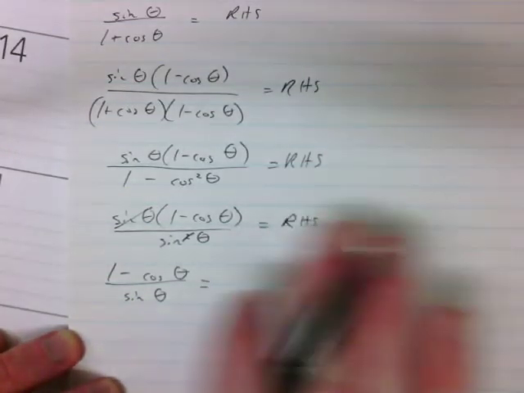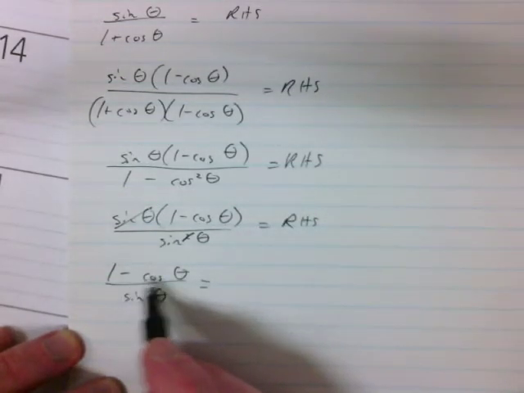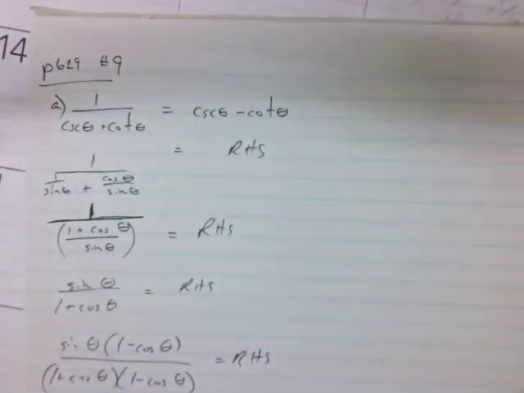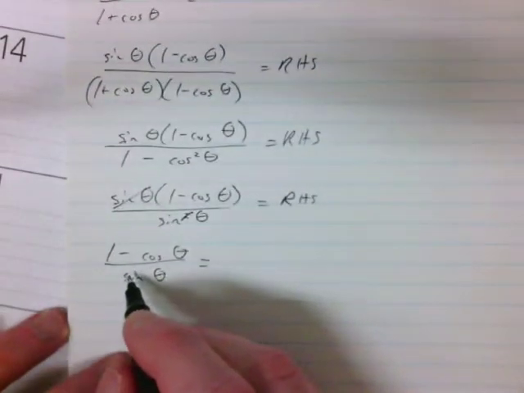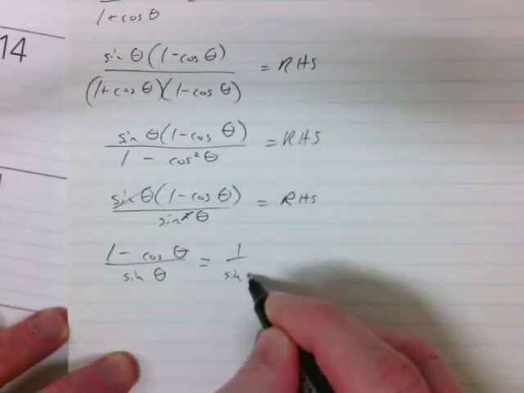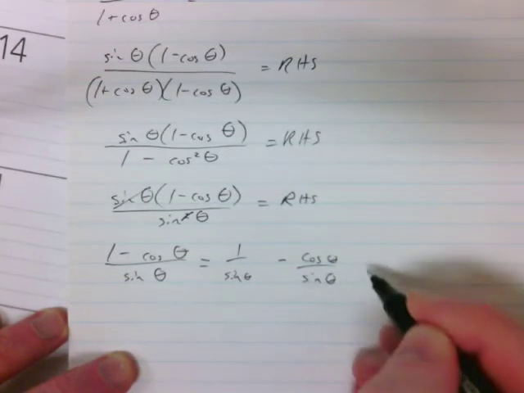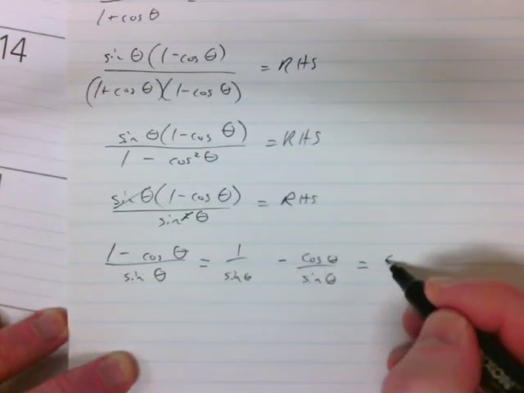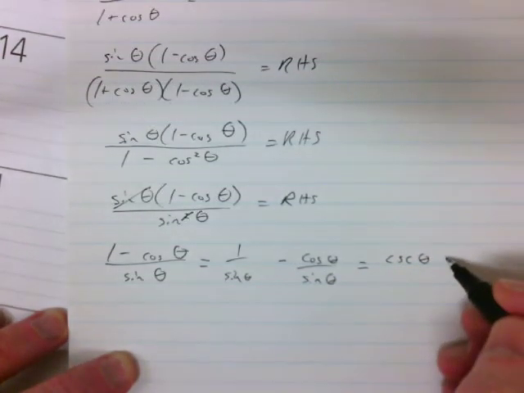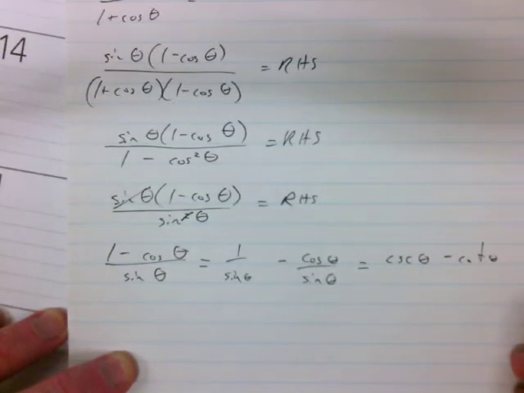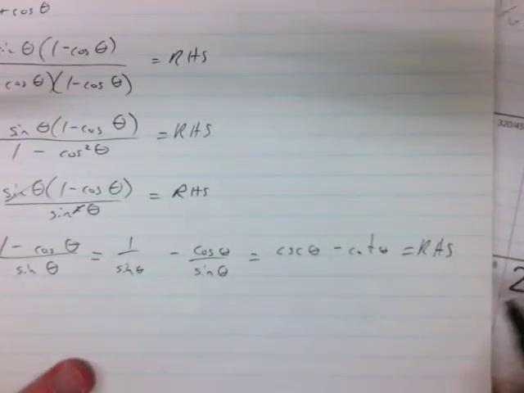I'm going to push my right-hand side over a little bit because I want to do more here. I can split this up a bit because we need two terms to match our right-hand side. So this equals 1 over sine of theta minus cos of theta over sine of theta, which can be rewritten as: this is cosecant of theta, minus, this is the inverse of tan, so cotan of theta, which equals exactly the right-hand side. It's a fun one.